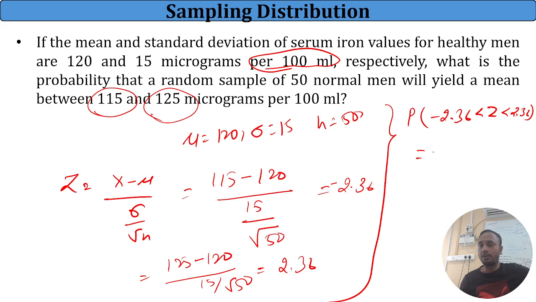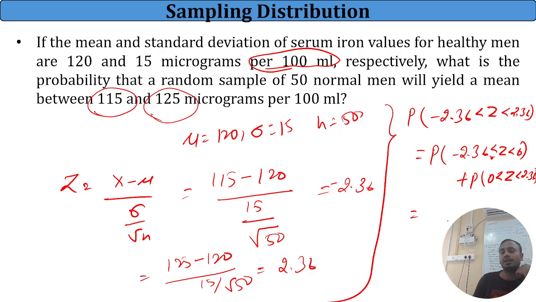We can do it in two parts. Probability of Z between minus 2.36 and 0, plus probability between 0 and 2.36. Can we do like this? How much will it come? Can you please tell? Hopefully you know how to see the table. Is there anyone who doesn't know how to see the table?